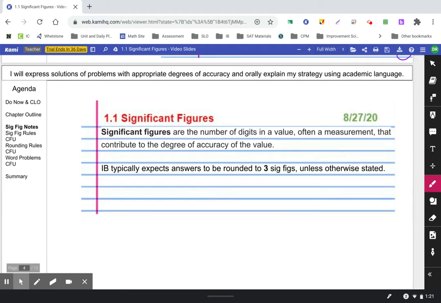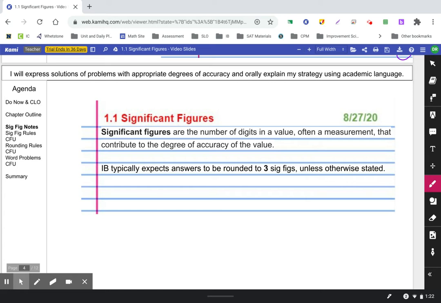All right, so our first actual notes for today, we're going to go ahead and start by defining what a significant figure or figures are. And as you can see here, it's laid out. So sig figs are the number of digits in a value, which is often a measurement, that contribute to the degree of accuracy to the value. That's kind of the annoying definition, to be honest.